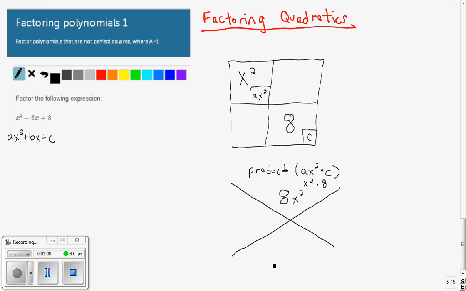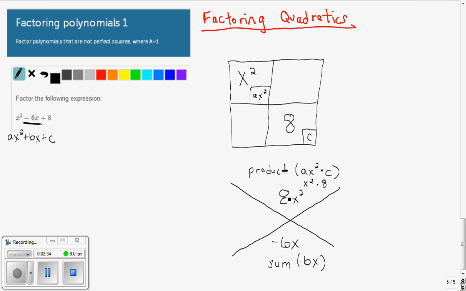The bottom of my generic rectangle is my sum. I find this number from my original equation. It is the bx term. So let's go back and look at my original equation. My bx term is negative 6x. Okay, so let's go back to basic math vocabulary. Product is the answer to a multiplication problem. The sum is the answer to an addition problem.